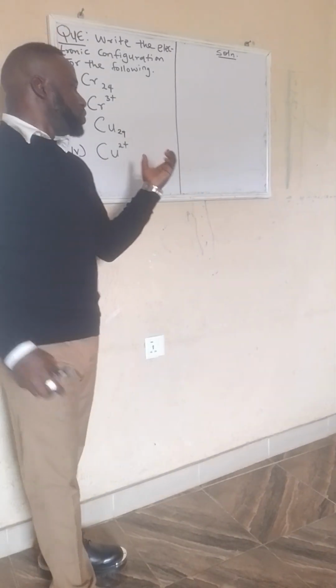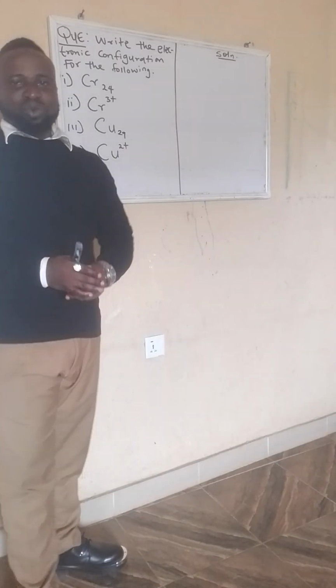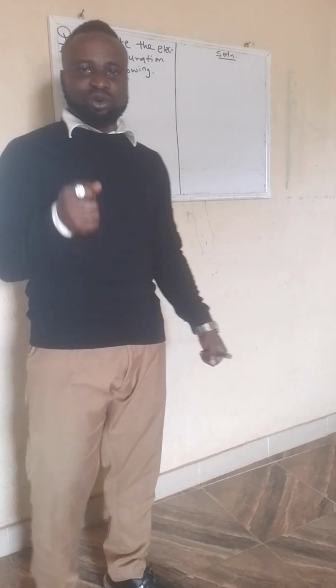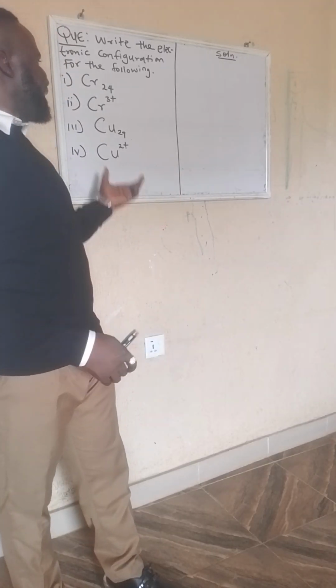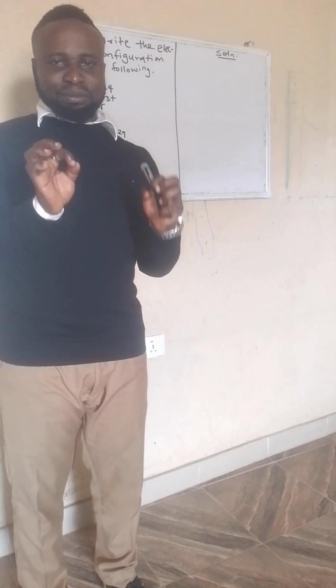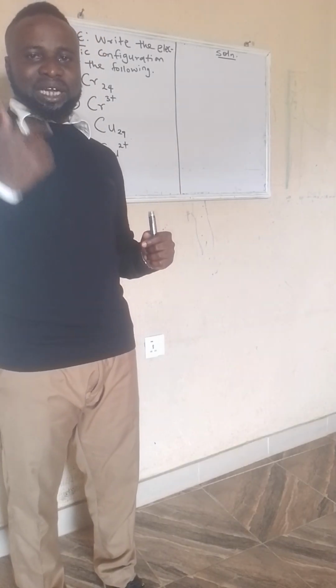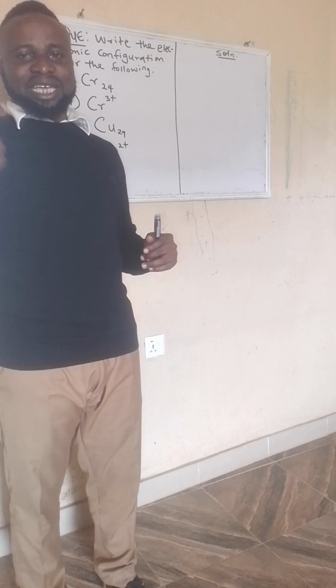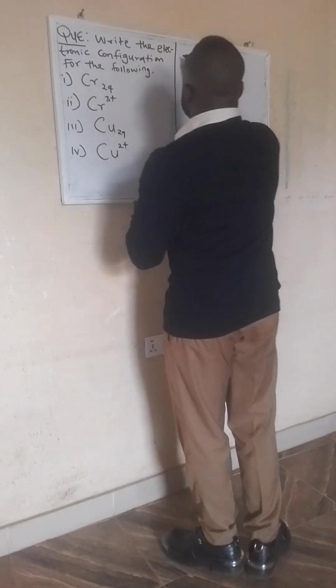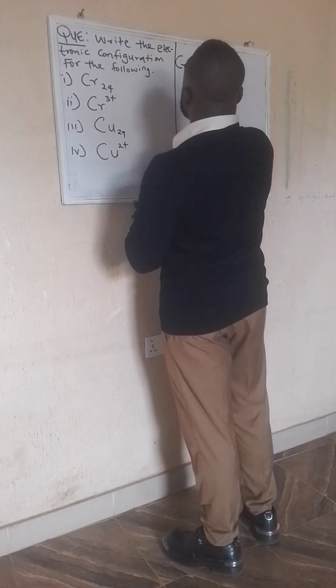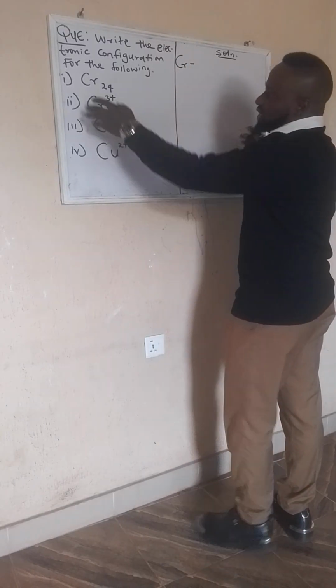Now, these two elements and their ions were picked intentionally for the class today, so you can understand how to appropriately write for them, because they have a kind of exemption from the pattern by which other elements' electronic configurations are written. So follow carefully.